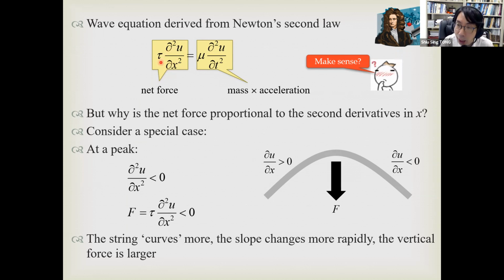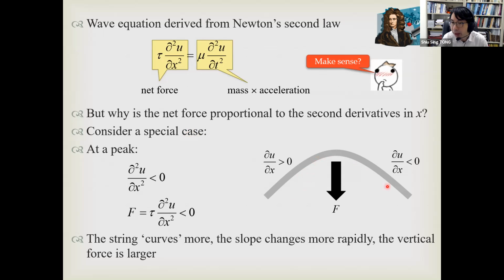Okay, but how can we understand this factor? The tension tau is right, but we have a strange factor here. So what is the meaning of this factor? Why is the net force proportional to the second derivative with respect to x? Now, we can consider a special case to understand the meaning of this.